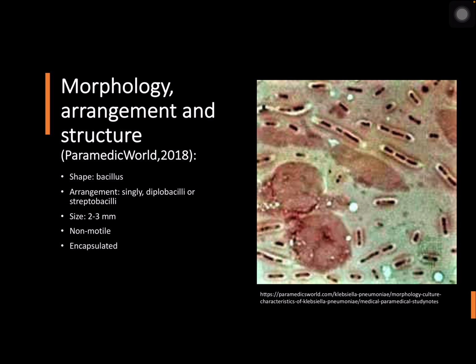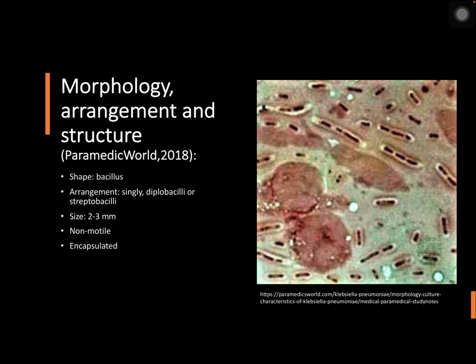Klebsiella pneumoniae has a bacillus shape, which is a short, blunt, and straight rod. It's arranged singly, or as diplobacilli, which is in pairs, or streptobacilli, which is in short chains. The size varies from around 2 to 3 millimeters, and it is a non-motile bacteria, which doesn't have any flagella, but it does have fimbriae for adhesion.